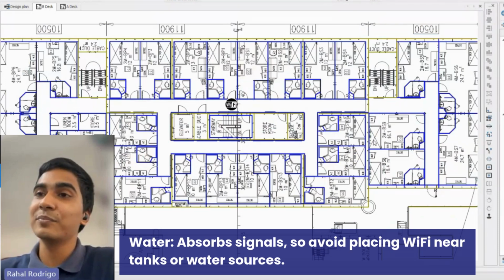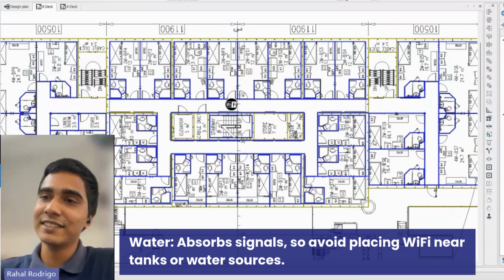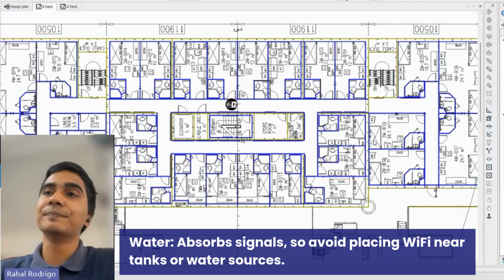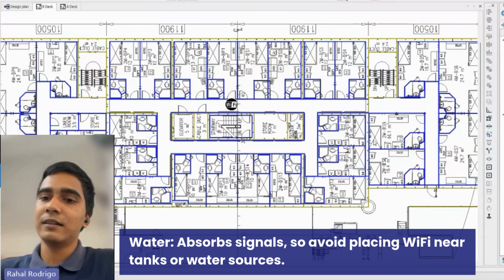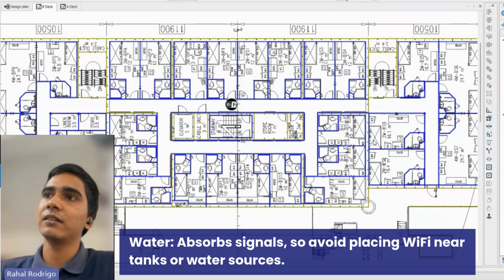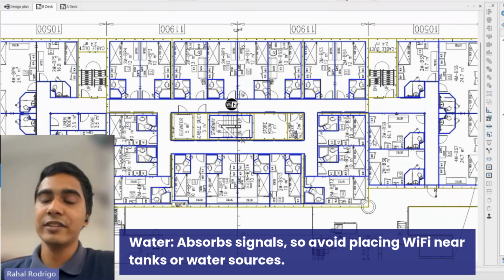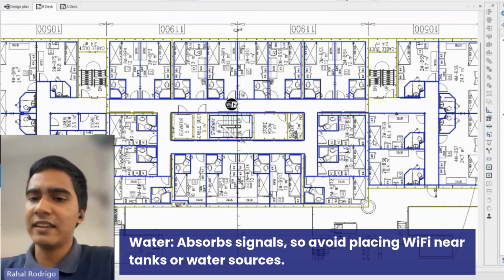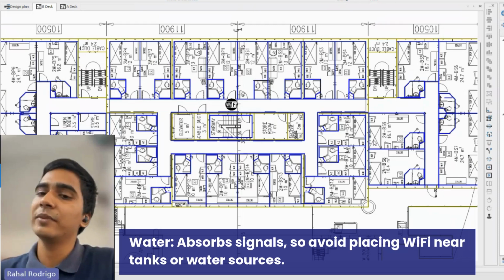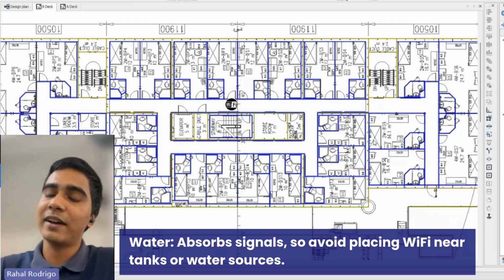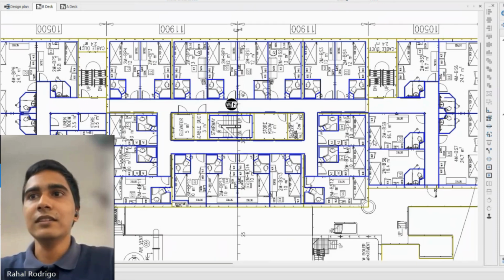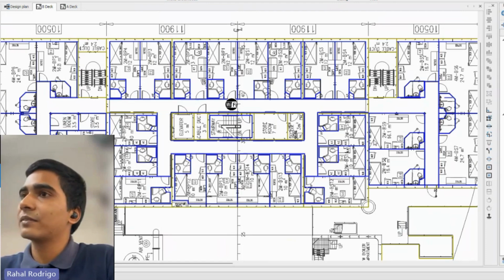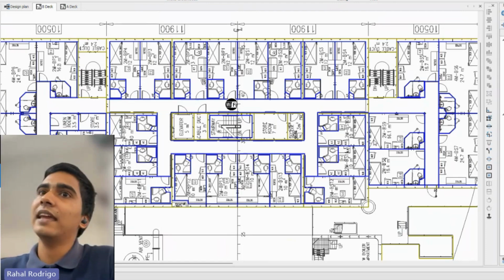Also, water is a pretty good absorber of RF signals, and Wi-Fi is absorbed pretty well by water. So let's say you have some sort of tank, a water tank, or even a fish tank, it's a bad idea to put your access points close to that because it will be absorbed and attenuated by the water itself. Those are some considerations that we at Vivo Asia make when we design optimal AP placement.